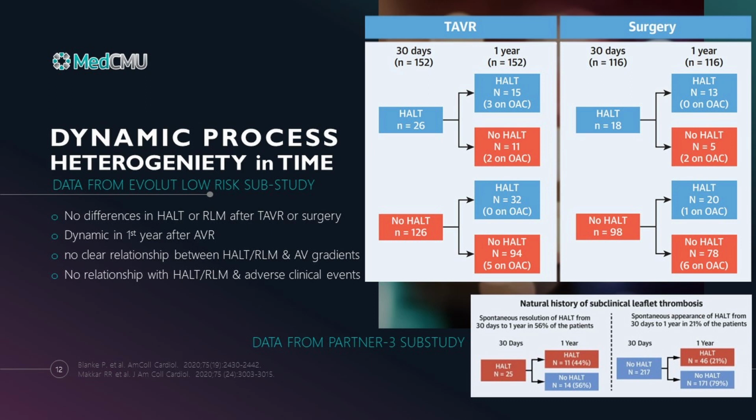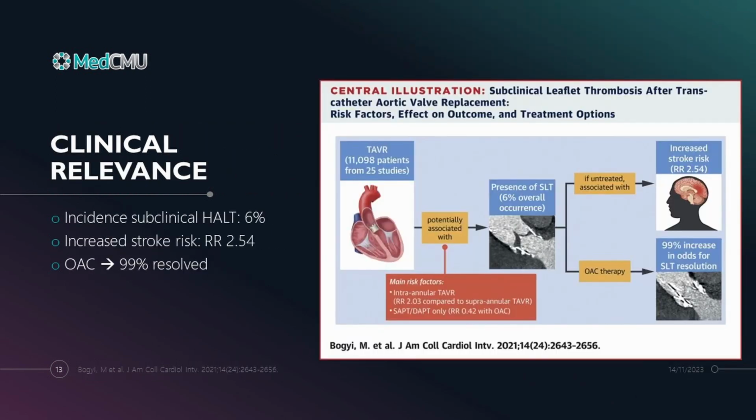This data is also confirmed by the PARTNER 3 sub-study. At 30 days, HALT occurred in 25 cases, but after 1 year only 44% still have HALT, and in 56% there is no HALT at all. About the clinical relevance, this data shows that the HALT incidence is 6%. However, HALT can increase the stroke risk. The risk ratio is 2.54, and oral anticoagulation can resolve the HALT in 99%.